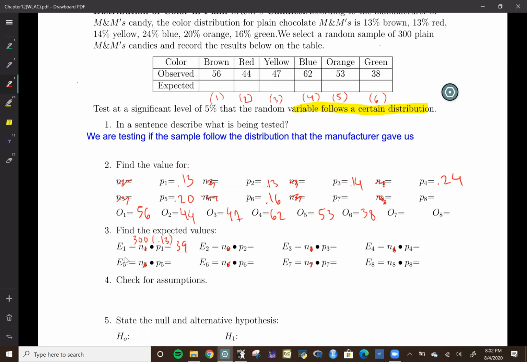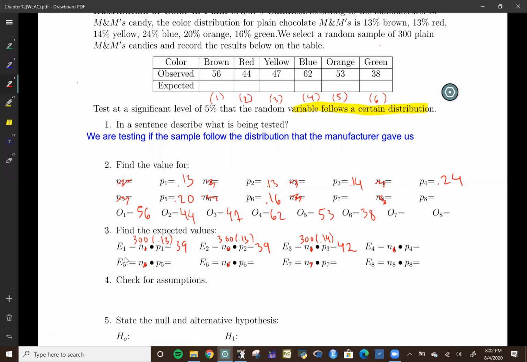E2 is expected for red. So for red, we do 300. We multiply by P2, where P2 we said was once again going to be 0.13. The good thing about this, since we already did it for E1, E2 should be the same. So we had 39. Then we're going to get E3. E3, we do 300. We multiply by P3. P3 we said was 0.14. If you multiply that, it should be 42, if my mental math is correct.